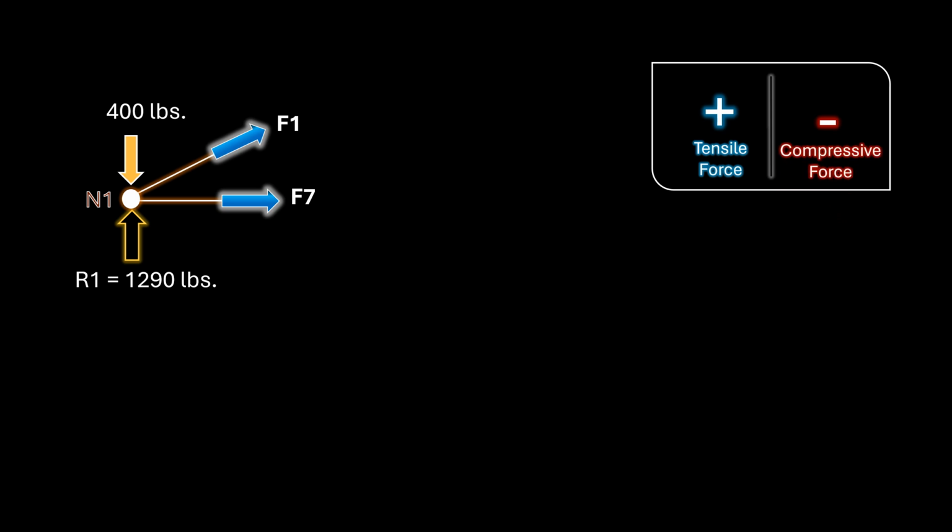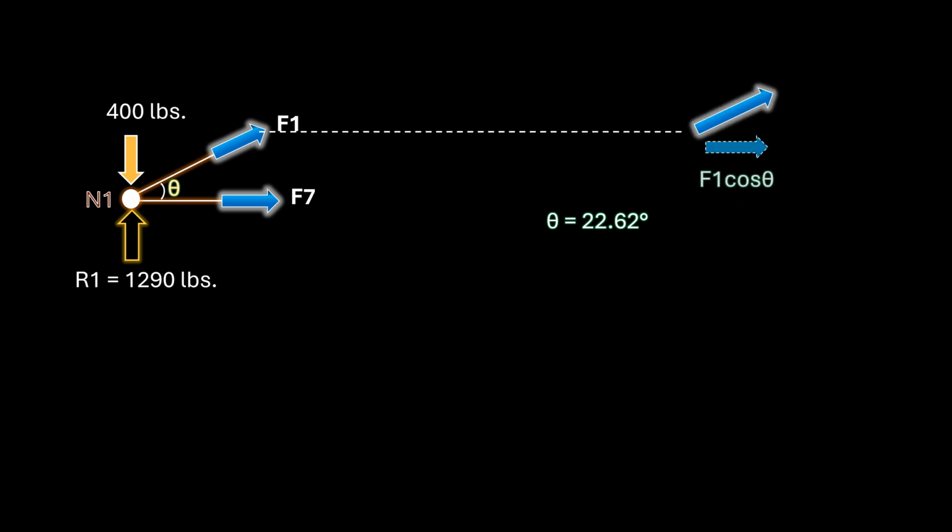The axial force at member 1 is inclined at an angle to the horizontal. We will call this angle theta. We need to decompose this to the horizontal and vertical components as we discussed. Based on the truss dimensions and using trigonometry, we can determine that the angle is 22.62 degrees. The horizontal component is the product of F1 and the cosine of the angle, while the vertical component is the product of F1 and the sine of the angle.